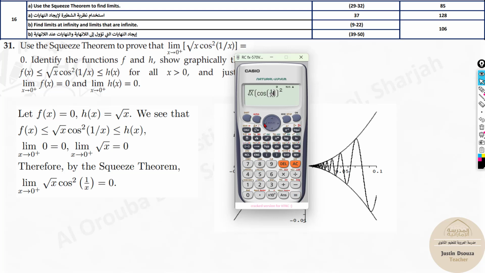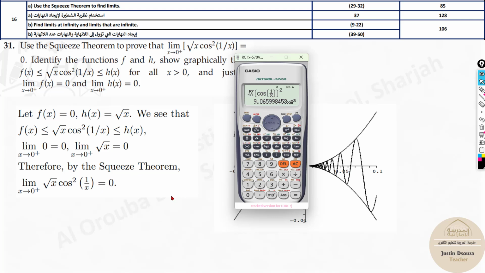Okay, what happened? Calc 0.01. Let me just take small values. Yes, you're getting 0.07. Let me take a bit more value, 0.001. Yeah, you're getting it now. As you keep on increasing it, you can see it is becoming more and more zero. It's 0.0009. That means it's corresponding to 0. That's why we can take the answer as 0.